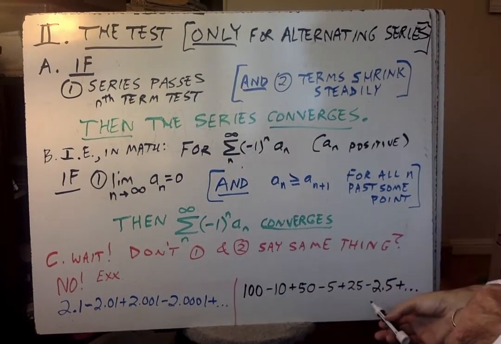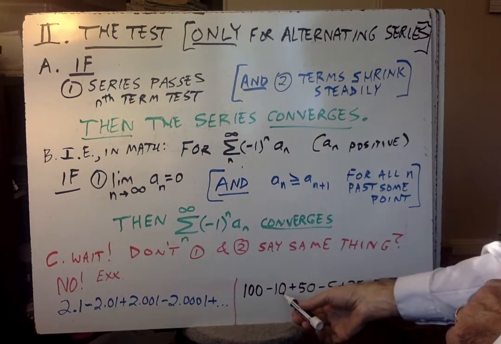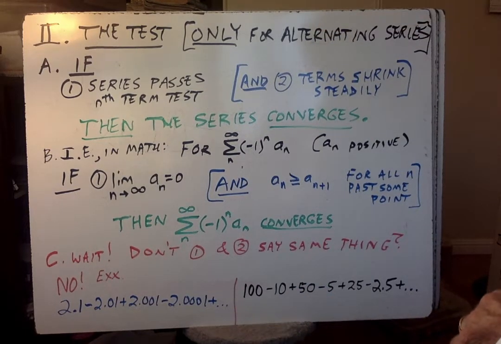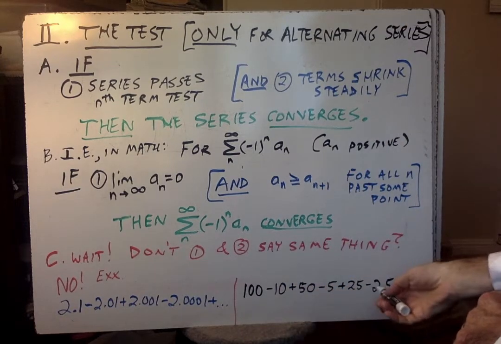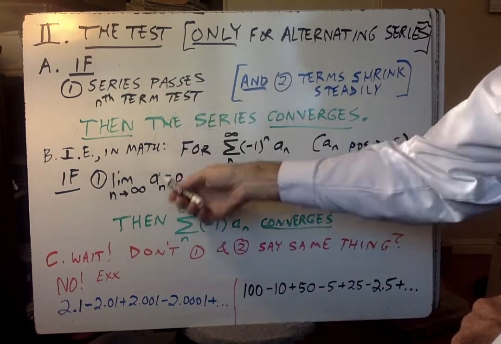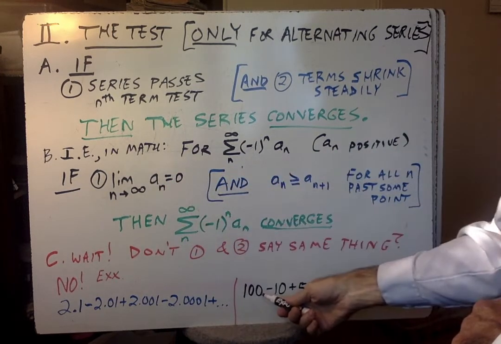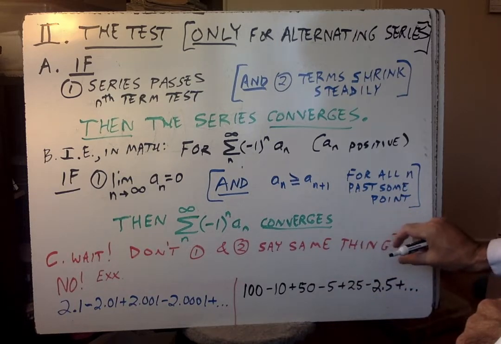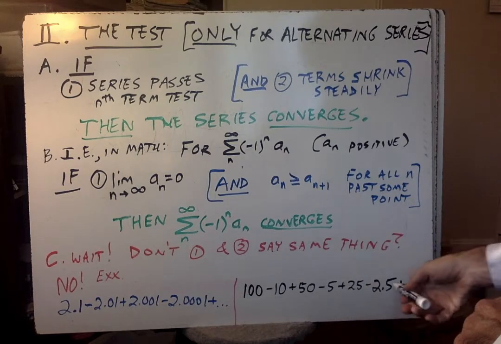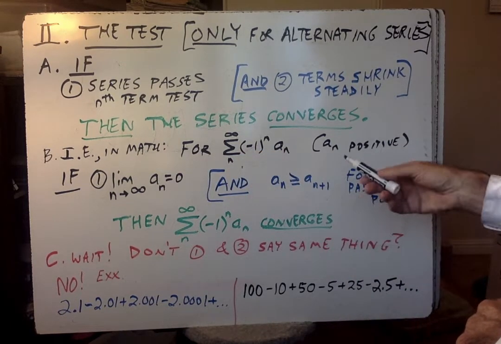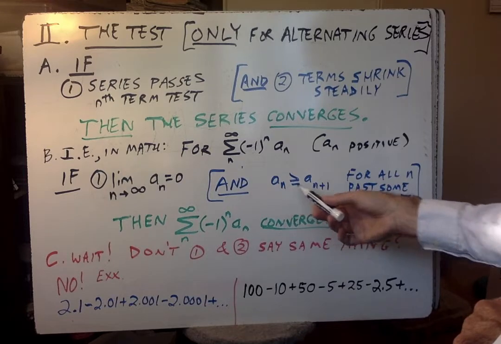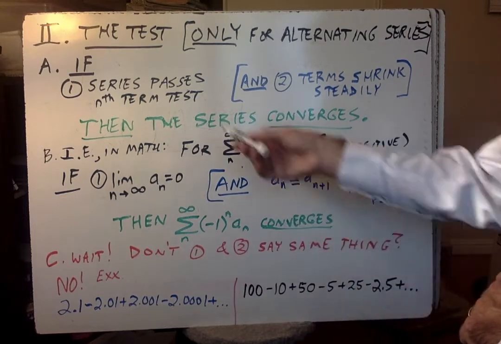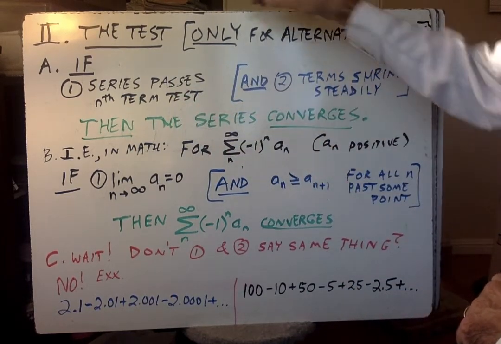And then this example here, look at the terms: 100 minus 10, plus 50 minus a little bit of 5, plus 25 minus a little bit of 2.5. These terms technically do pass the nth term test. They technically do approach 0. 100, 50, 25, they're getting smaller and smaller, and you can confine them within a space that gets smaller and smaller. So technically, these terms do have a limit of 0. But is every term smaller than the one that came before in absolute value? The answer is no. 50 is bigger than 10 and so forth. So this is an example of a series that passes the black part and fails the blue part.